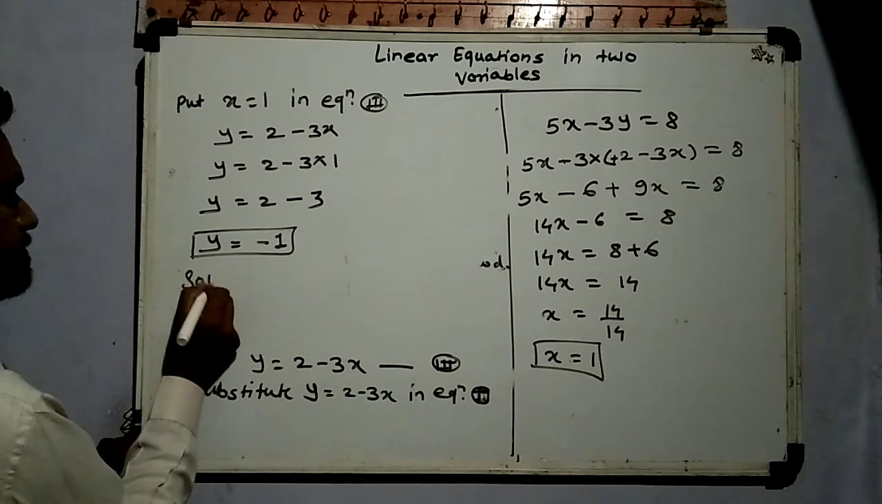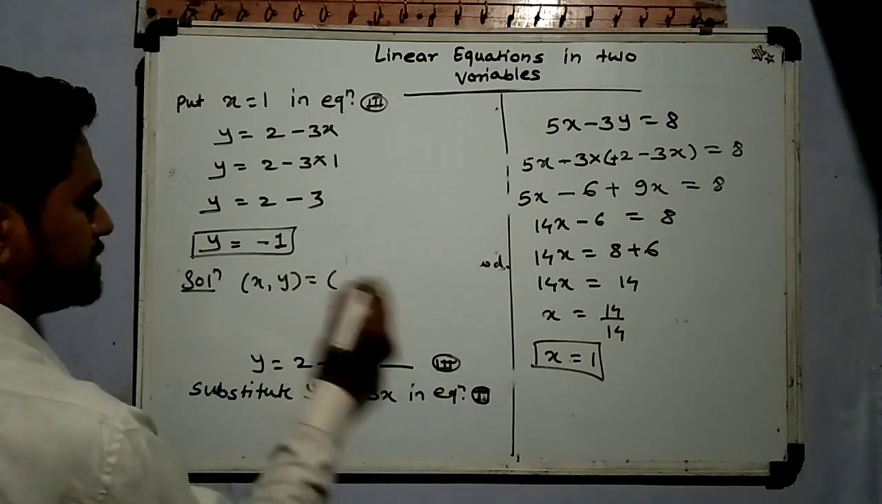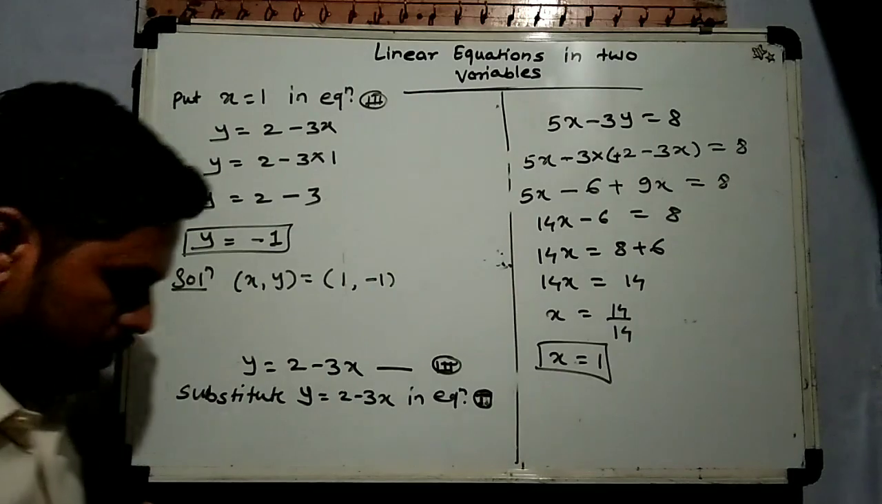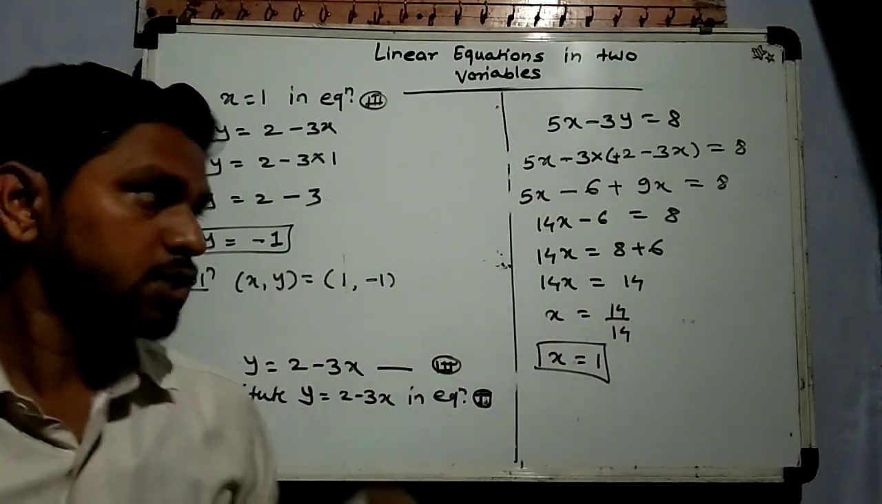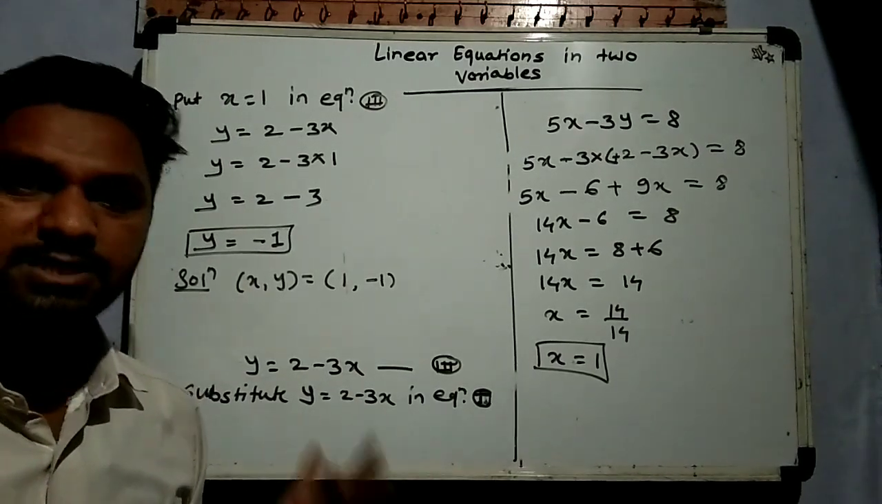So your final solution is: x is equal to 1, y is equal to minus 1. Okay, this is the second method to find the values of x and y, by using substitution. Understand? So today we learned two methods, that is the elimination method and the substitution method. Okay.